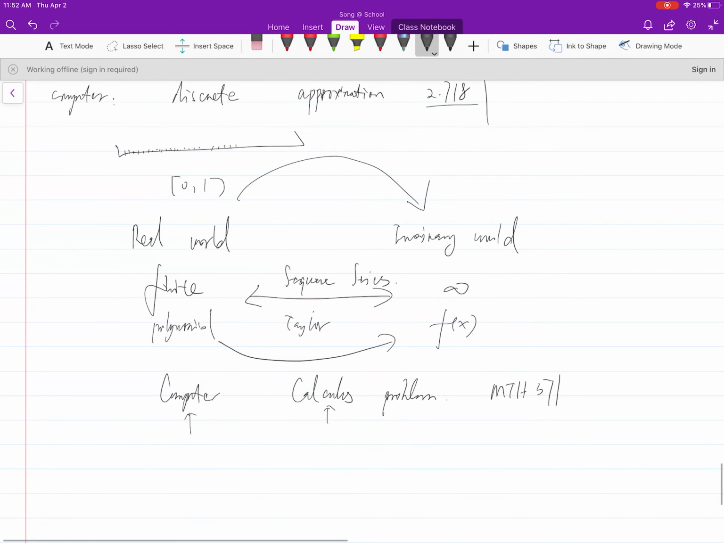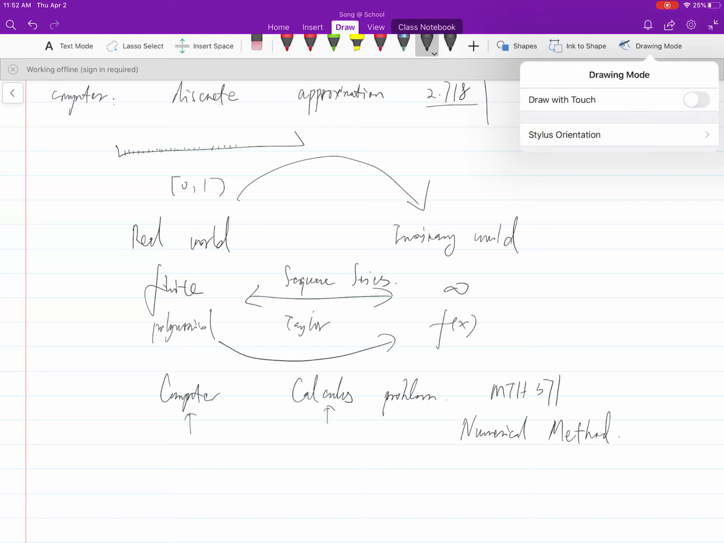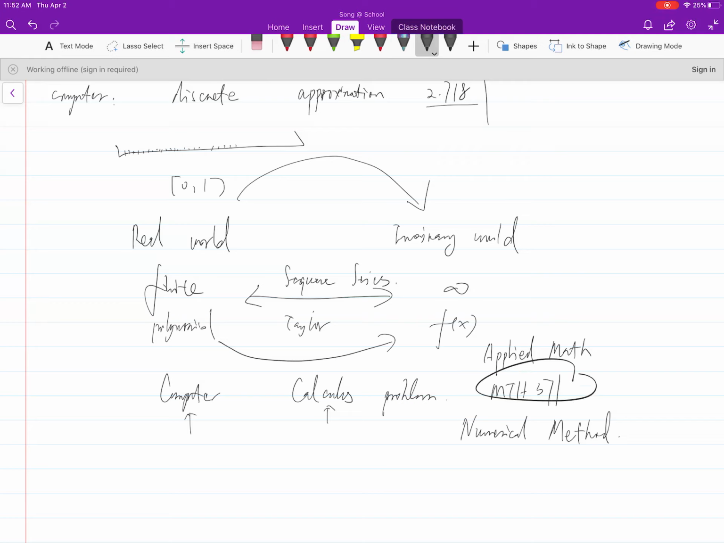So if you're interested later, maybe you will take a class called Math 371. It's called Introduction to Numerical Methods. And there you will probably see Taylor series on a daily basis. So if you plan to take this class, or if you plan to get an applied math major or computational physics, you probably want to really look for a lot of videos or reading materials to help yourself understand Taylor polynomial, because that's the foundation of this class.